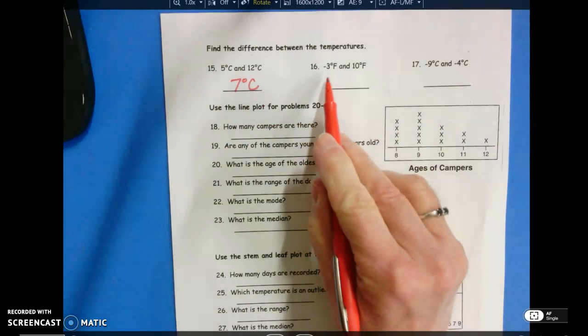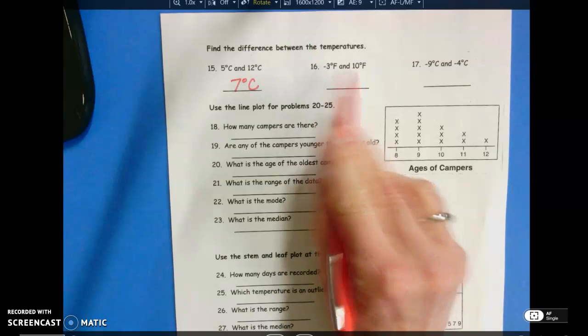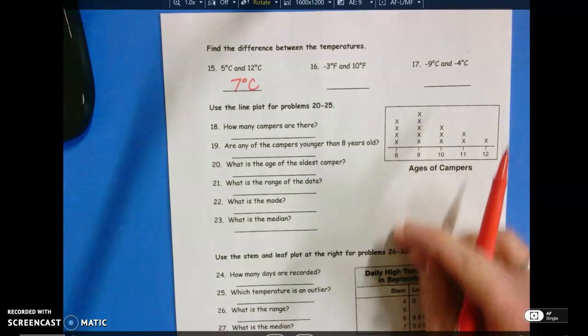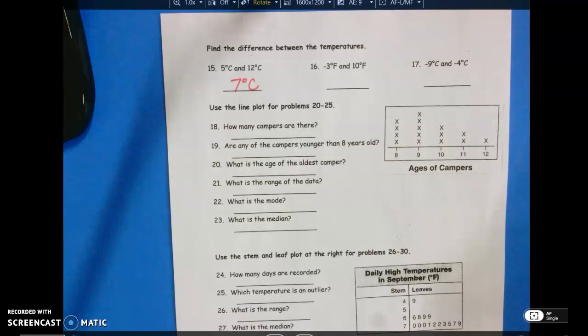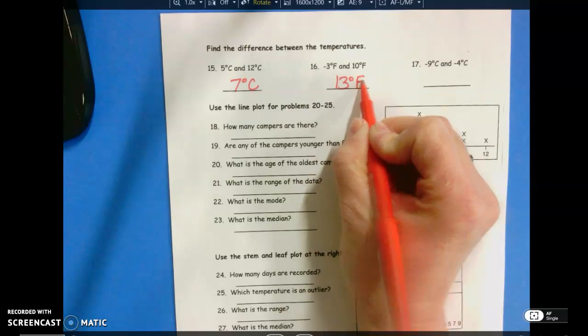But number 16, I have a negative 3 degrees Fahrenheit and 10 degrees Fahrenheit. Notice that there's one negative number and one positive. So I have to lift my negative up to the 0 and 10 degrees beyond that 0. So I have to add those two. The answer is 13 degrees Fahrenheit.